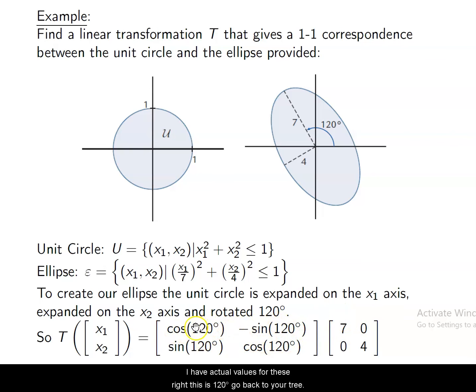This is 120 degrees. Go back to your trig. If this is 120, then that means that this reference angle is 60, okay? Which means that this side is equivalent to 1/2 if this was 1, and then this would be square root 3 over 2. So we have actual values for these, right? So the cosine of 120 is in the negative direction. This cosine should be negative 1/2. This should be negative root 3 over 2. Positive root 3 over 2, negative 1 over 2, okay?